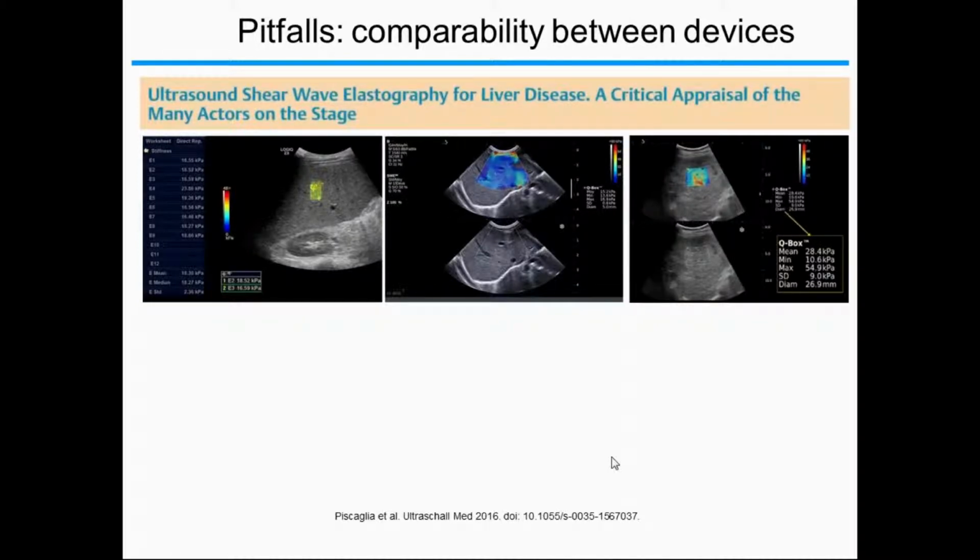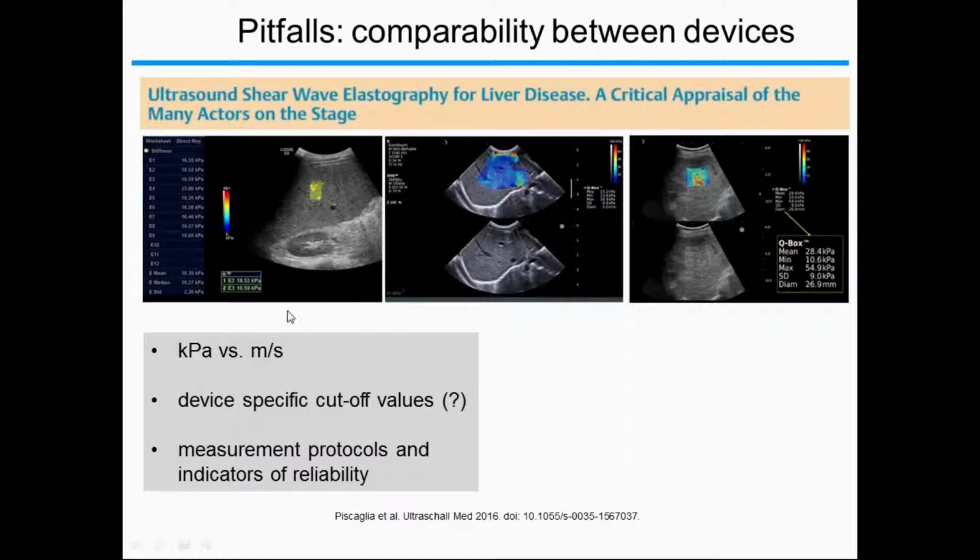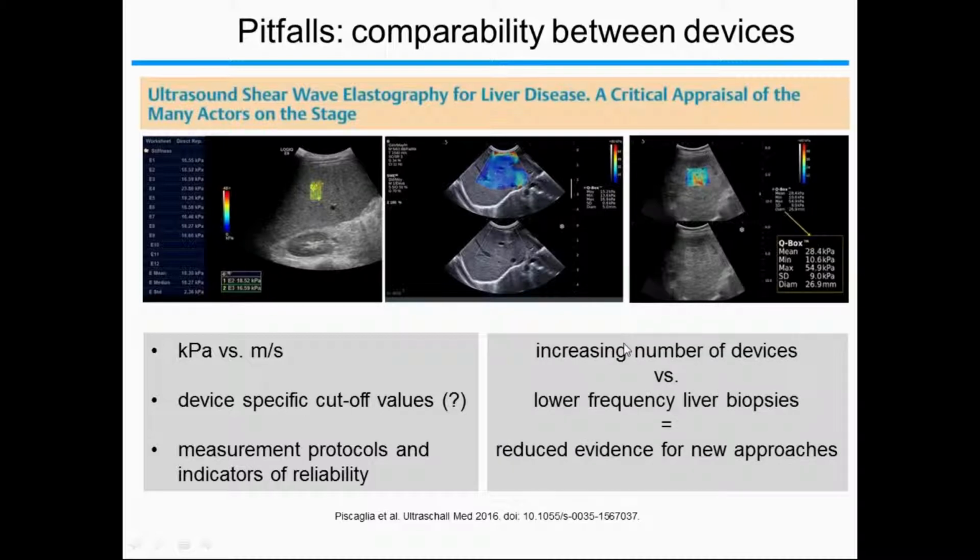And yeah, one further point which is important nowadays: there are more and more technical devices dedicated to liver elastography, and there is some uncertainty regarding the units of measurement, so kilopascal versus meter per second, and device-specific cutoff values. Also there are quite different measurement protocols and indicators of reliability between transient elastography, point shear wave elastography, or 2D shear wave elastography methods.